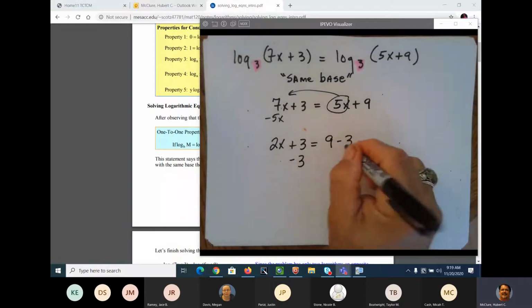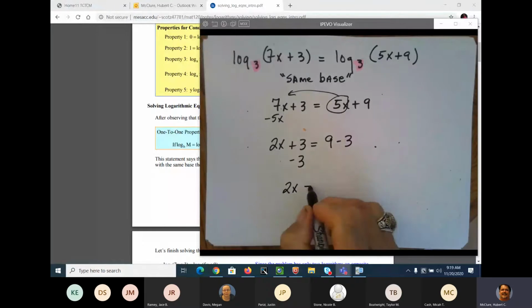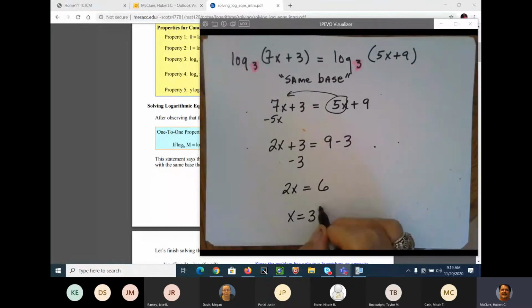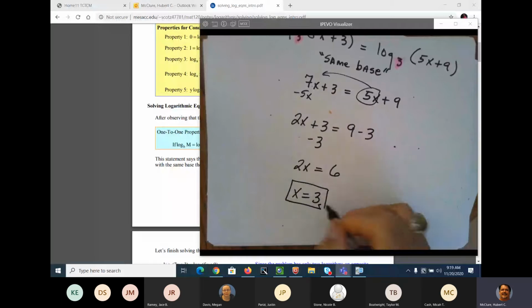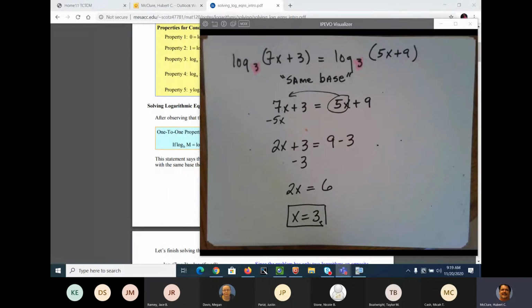-3, -3, 2x is equal to 6, x is equal to 3. There you go.